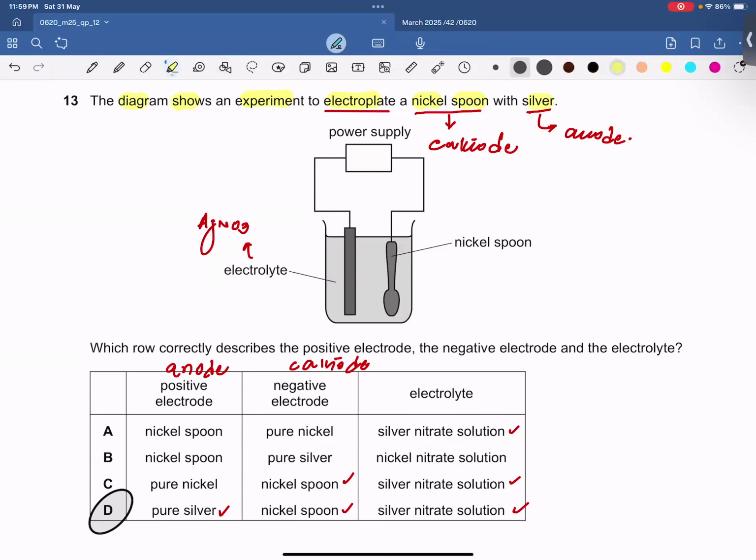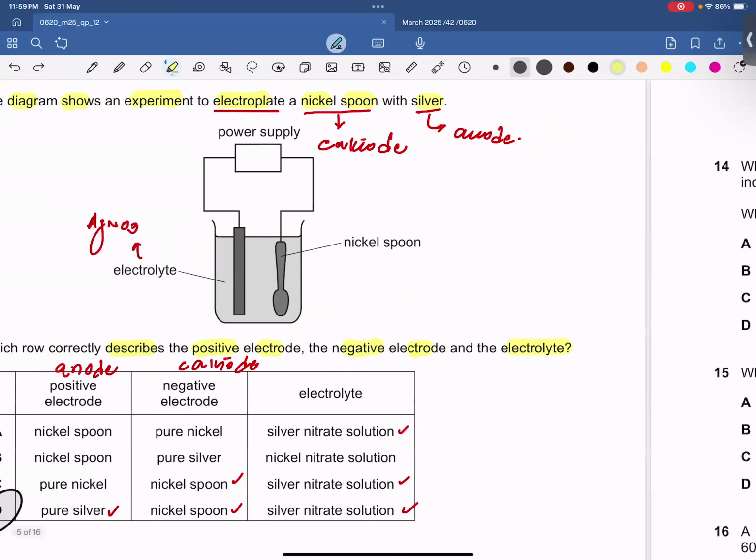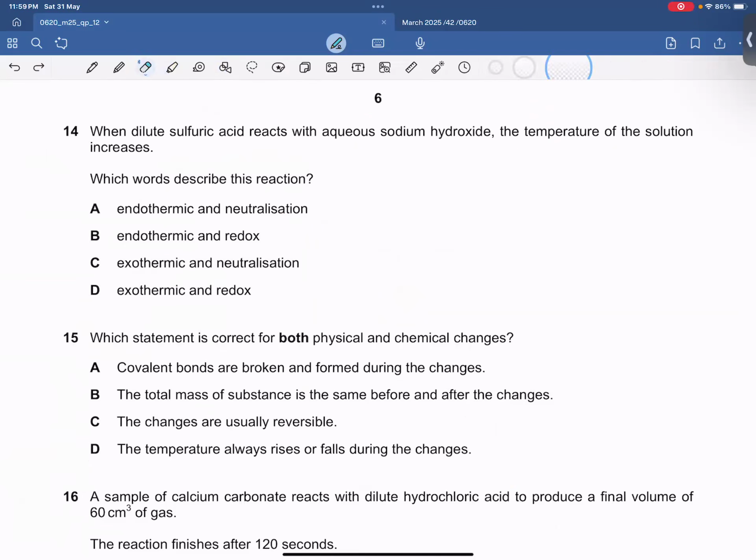So the examiner in this question was looking for the positive electrode, the negative electrode, and the electrolyte. That's easy. That's what we have done. I hope it makes sense to you. These questions are really, really easy, very straightforward questions. Let's move on to question number 14.